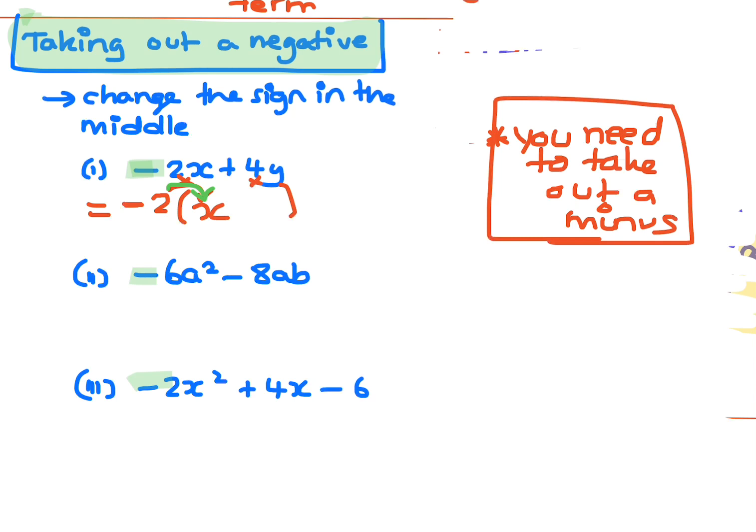Now here's the catch. When we go to do the second one, minus 2 times what will give you positive 4? So because you've taken the minus out, you need to put a minus here, because a minus times a minus will give you that plus that's there. So 2 times 2y will give you, minus times a minus will give you a plus. 2 2s are 4, and then you just have y.